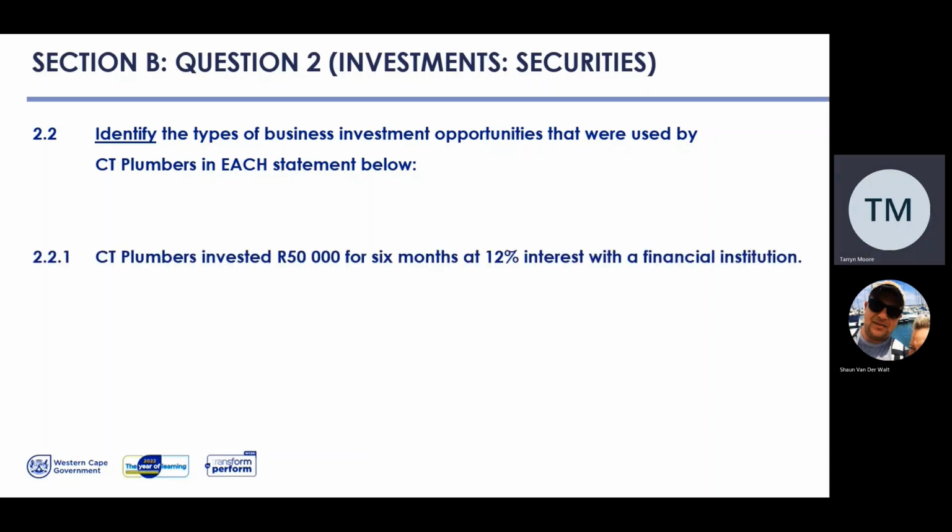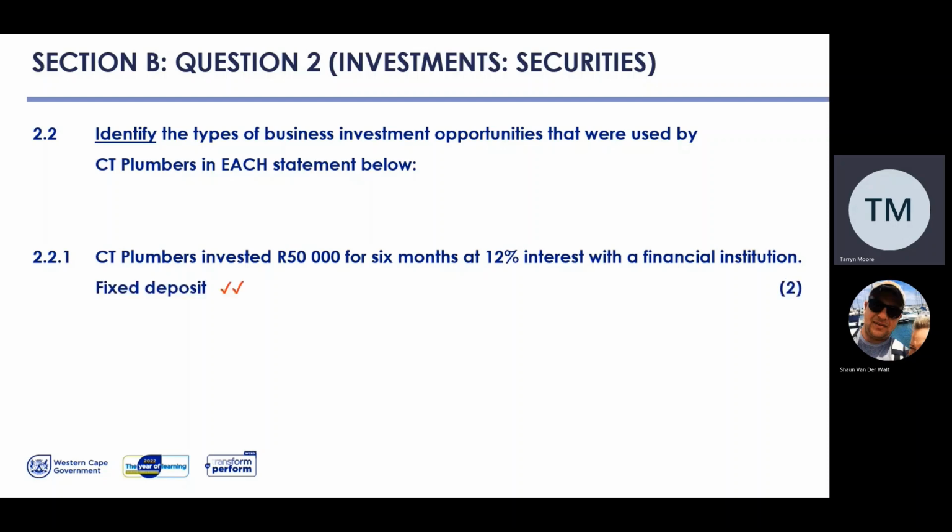When we look at 2.2.1, CT plumbers invested 50,000 Rand for 6 months at 12% interest with a financial institution. So there are a couple of things here that play an integral role. Yes, it was a company. How much did they invest? For how long did they invest? And at what rate, what percentage interest did they get? And in this case, it's a financial institution. This now becomes important because you're dealing with a financial institution. You're not dealing with a company, you're dealing with a financial institution, and those give us an indication that we're looking at a fixed deposit.